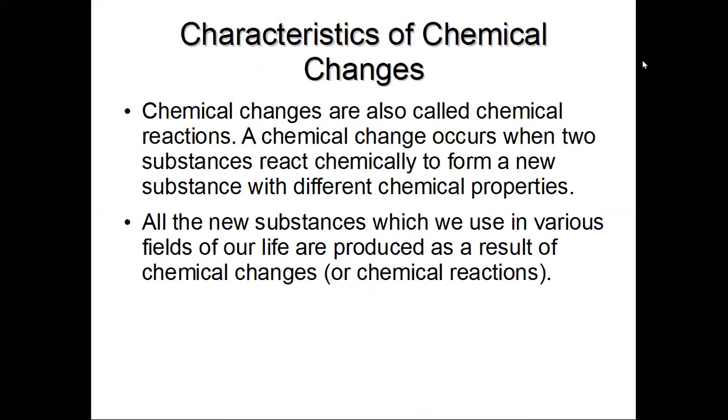Characteristics of chemical changes. What are the characteristics of chemical changes? Chemical changes are also called chemical reactions. A chemical change occurs when two substances react chemically to form a new substance with different chemical properties. All the new substances which we use in various fields of our life are produced as a result of chemical changes or chemical reactions.